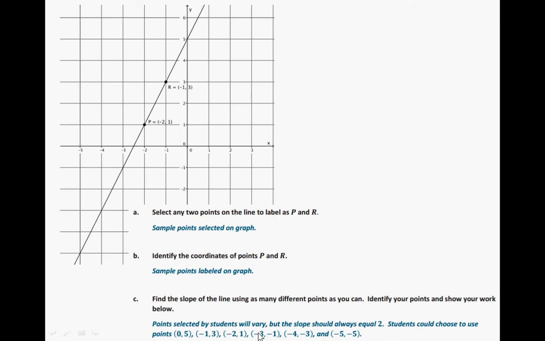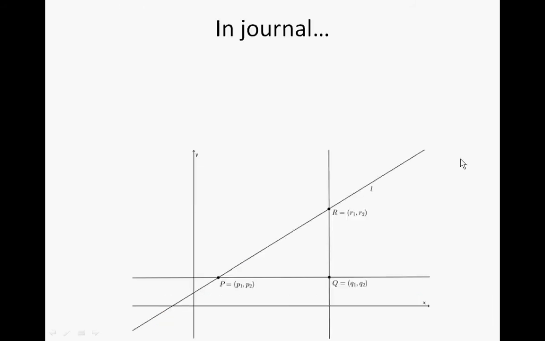And you could have picked (0, 5), (-1, 3), (-2, 1), (-3, -1), (-4, -3), and (-5, -5). So any 2 points would have still given you the slope of 2. All right, so now these need to be written in your journal. And you can sketch these out.